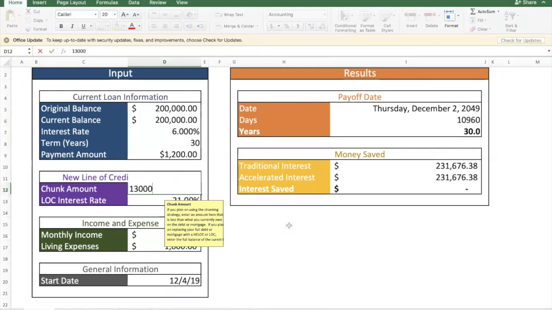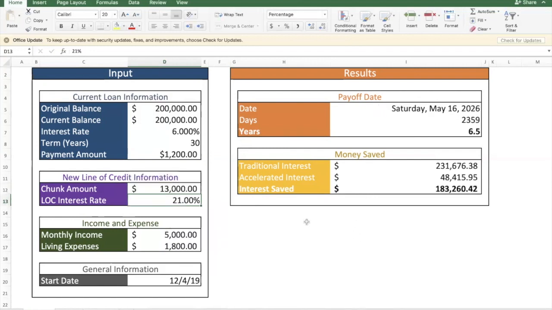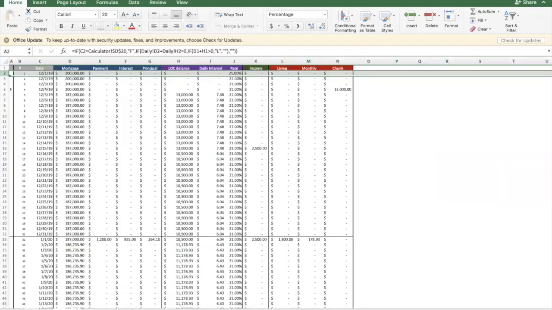And as soon as I hit enter, what you're going to want to pay attention to are the amount of years that are reduced and the amount of interest that is saved. I'll hit enter. And just like that, my friends, you are paying off a 30-year mortgage in 6.5 years. You are saving $183,260 in interest. It's incredible, but what's happening on a daily basis, and I want to show you how this is possible.